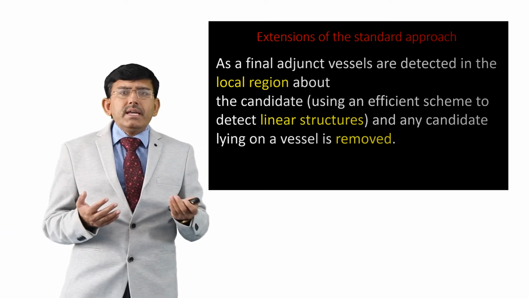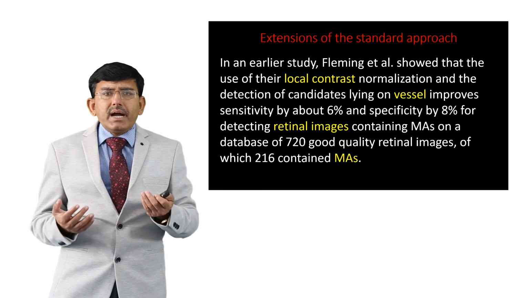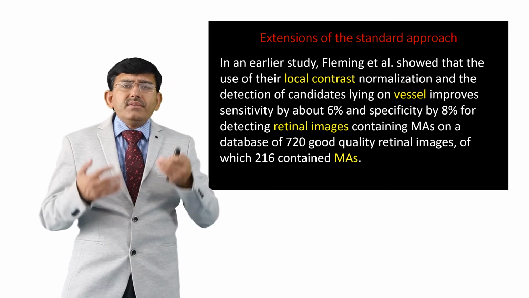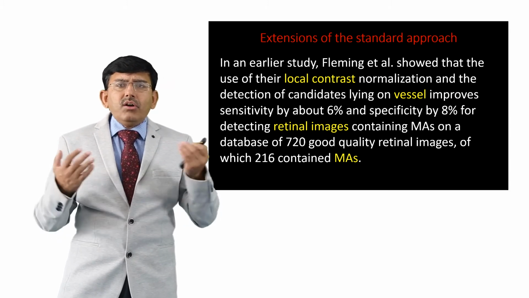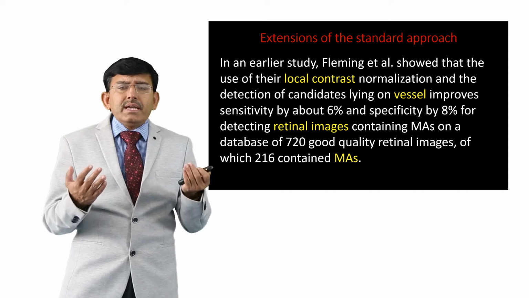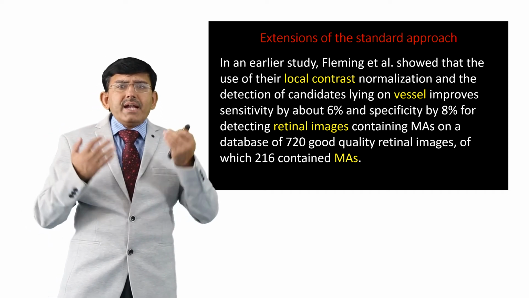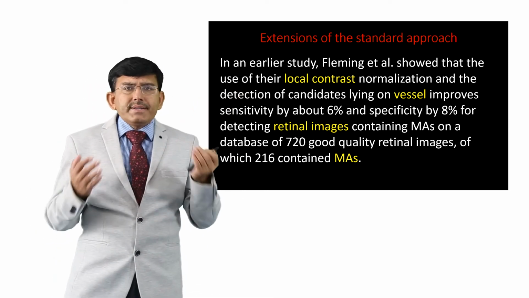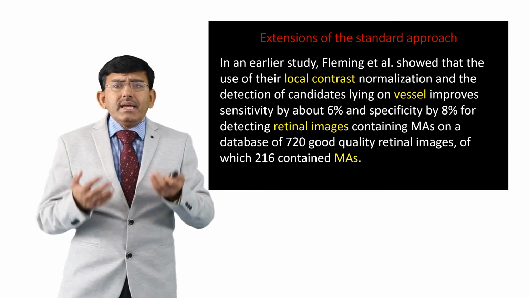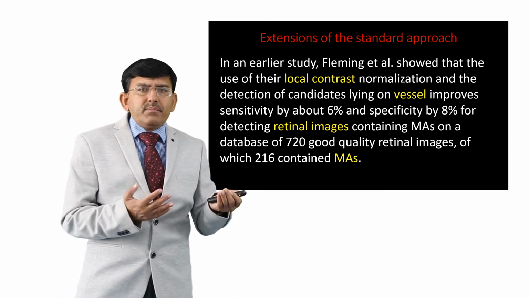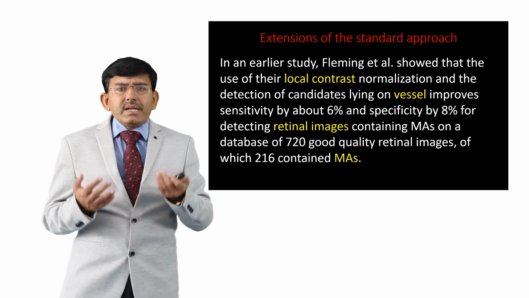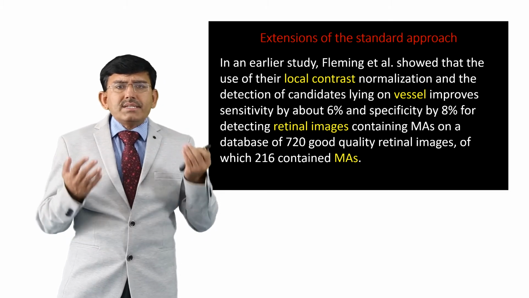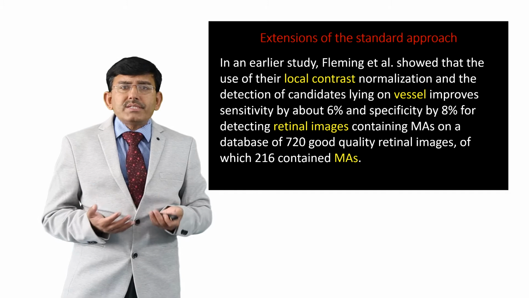In an earlier study, Fleming and his group showed that the use of their local contrast normalization and the detection of candidates lying on vessels improved sensitivity by about 6% and specificity by about 8% for detecting retinal images containing microaneurysms on a database of 720 good quality retinal images, of which 216 contained microaneurysms.